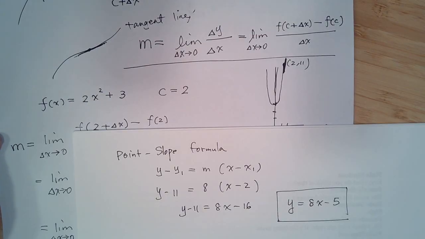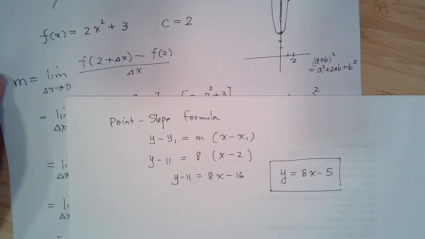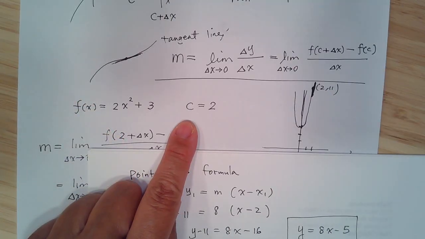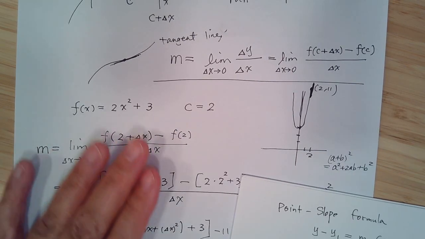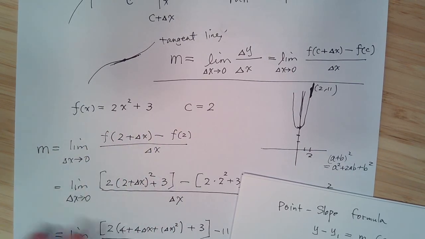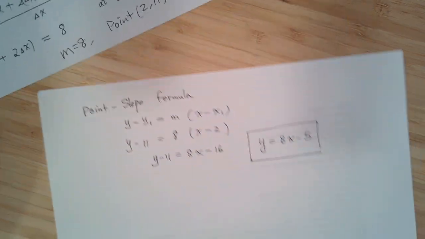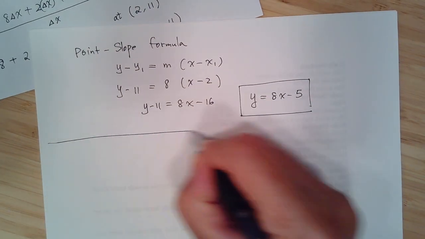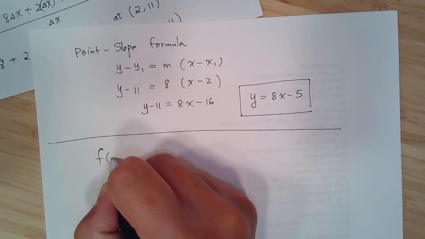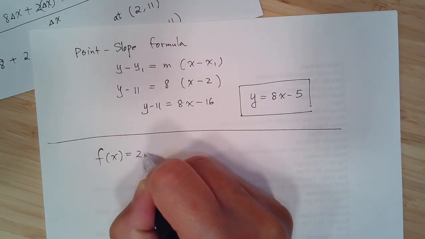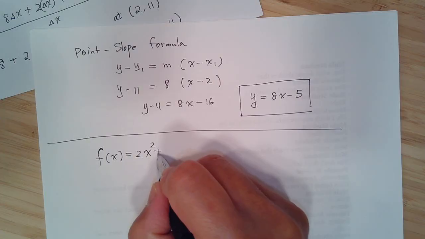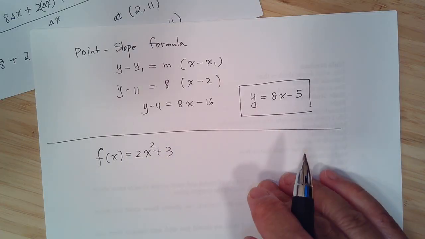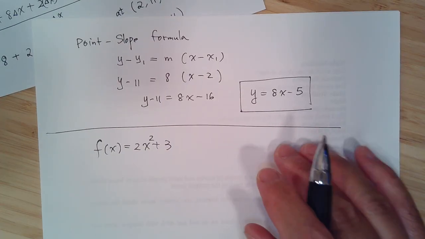All right, now let me ask you another question. What if I give you c equals 5? Can you do that? It's going to be very similar, right? Every single step should be very similar. I assume that you know how to do it. What if I just say for any point? So I give you f of x equals 2x squared plus 3. Okay, I didn't give you that c.